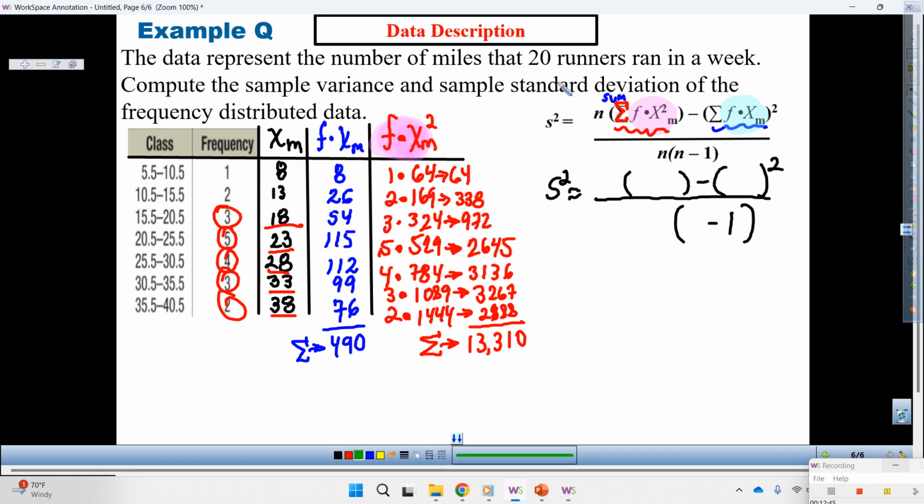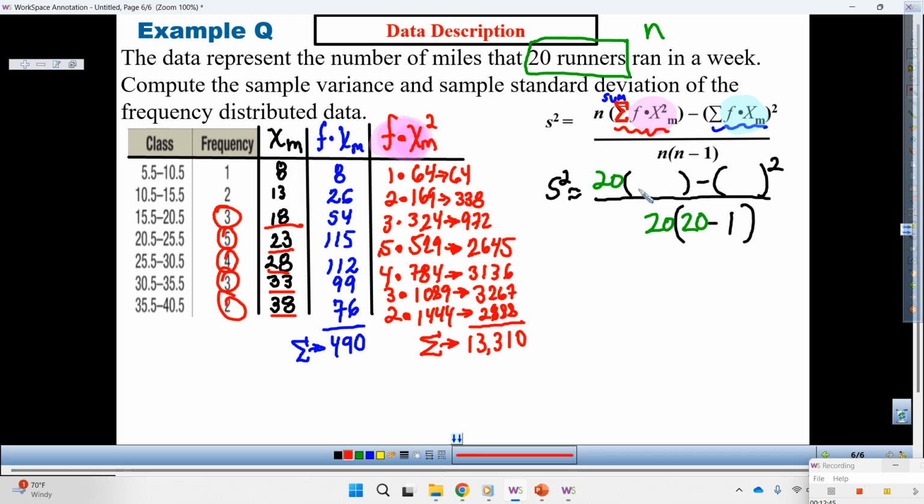How many total? 20. That's our n. So we're going to write n is 20. Oh, sorry, let me replace that here. Then we've got 20 and 20 minus 1.